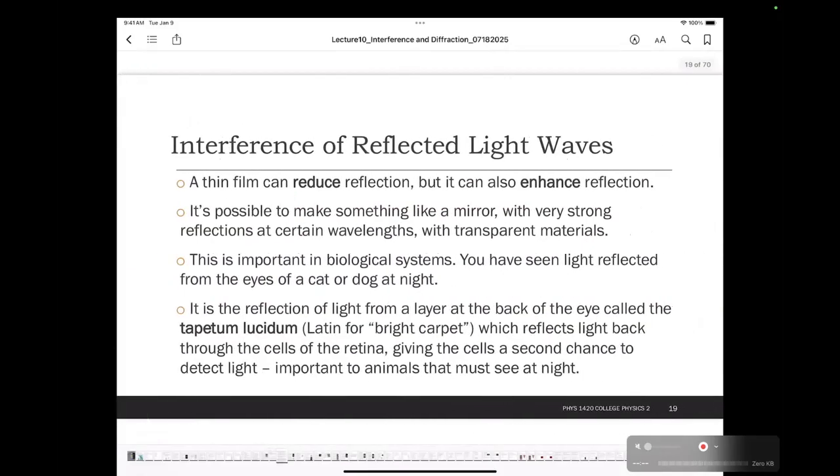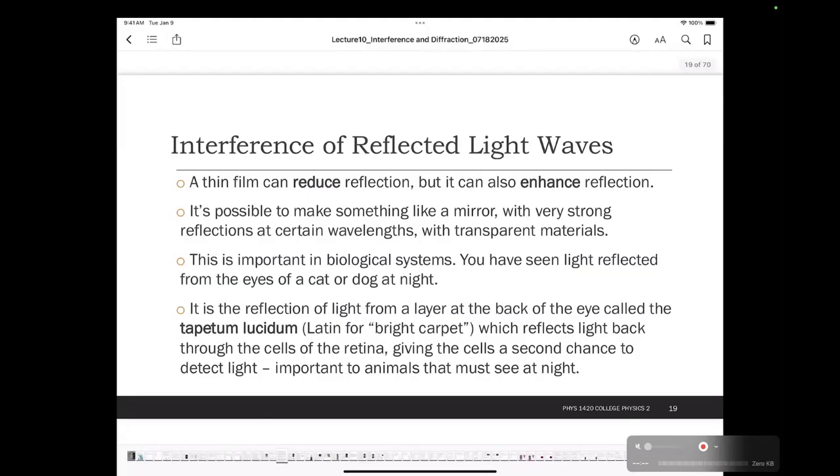Let's continue to talk about the interference of reflected light waves. A thin film can reduce reflection, but it can also enhance reflection. It is possible to make something like a mirror with very strong reflections at certain wavelengths with transparent materials. This is important in biological systems. You have seen light reflected from the eyes of a cat or dog at night.